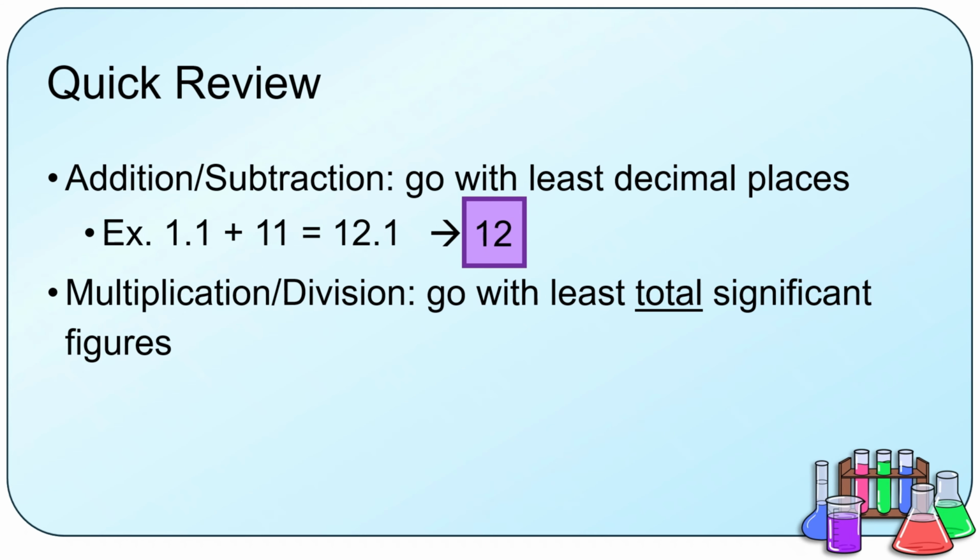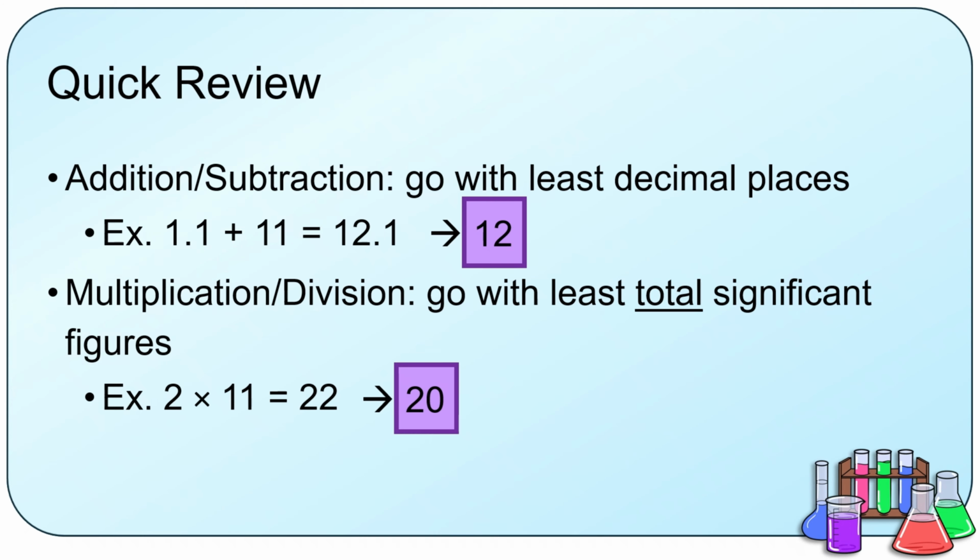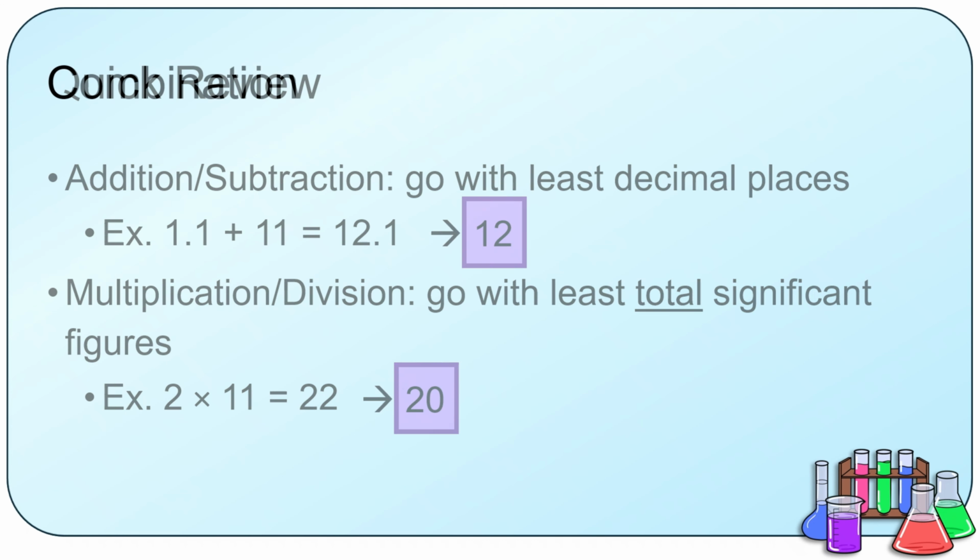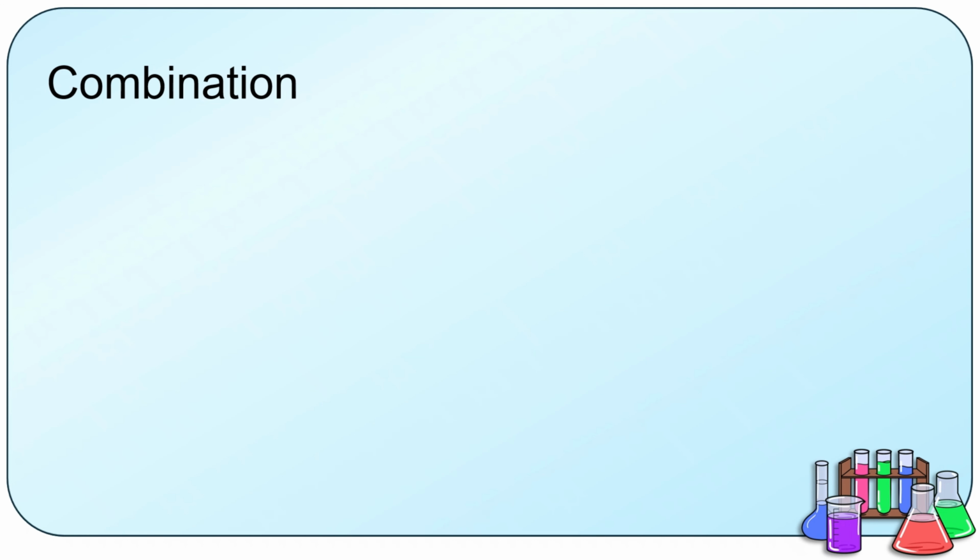When we do multiplication or division, we go with the least total significant figures. In this example, 2 has 1 significant figure and 11 has 2 significant figures. I want to round my answer to 1 significant figure, so I'll round to 20. If you're thinking that 2 times 11 equals 20 looks just plain wrong, remember that significant figures tell us how to round our answers. Let's move on to more complicated problems that combine these two rules.